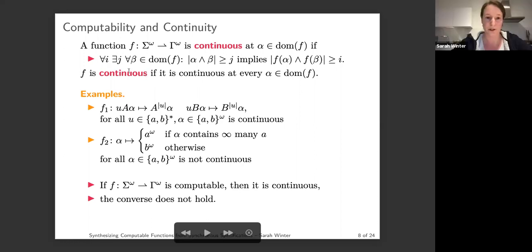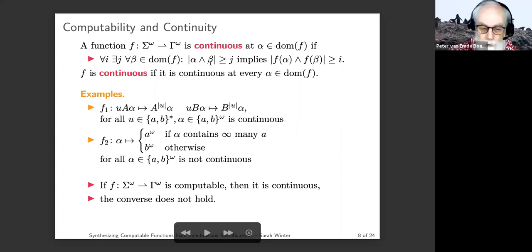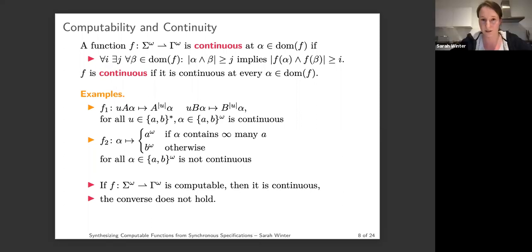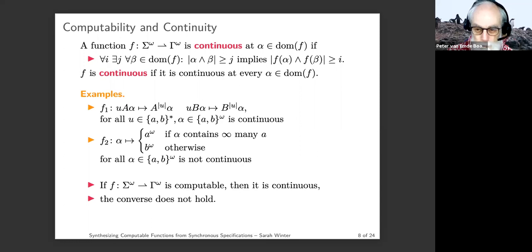Okay, so yeah, for every input, you can pick a number. For every desired length of the shared output, you can pick a number of how much you have to read from the input. Another crucial ingredient is that you don't require anything if you are looking at input strings which are outside of the domain. So yes, this function can never be extended to a continuous function on the total set of all strings.